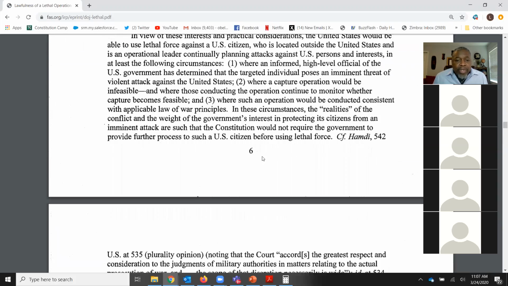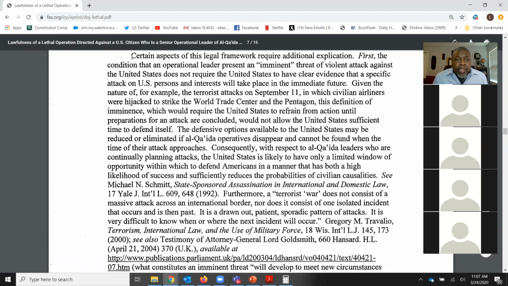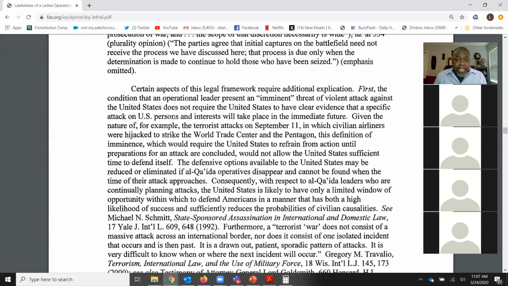Now, let's read a line or two together. Let's look at this line here. This white paper, in which the Obama administration was talking to itself and somebody leaked it to the press. That's how we're able to see it. When they were talking to themselves, they said certain aspects of this legal framework require additional explication. They're saying, let me explain something to you. First, the consideration that an operational leader present an imminent threat of violent attack against the United States does not require the United States to have clear evidence that a specific attack on U.S.